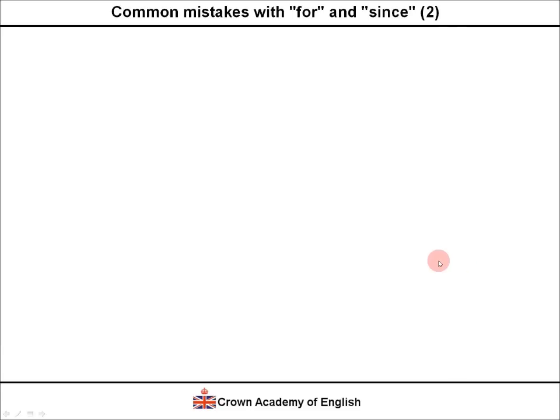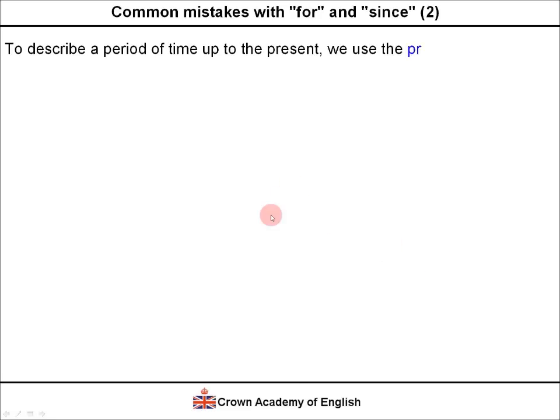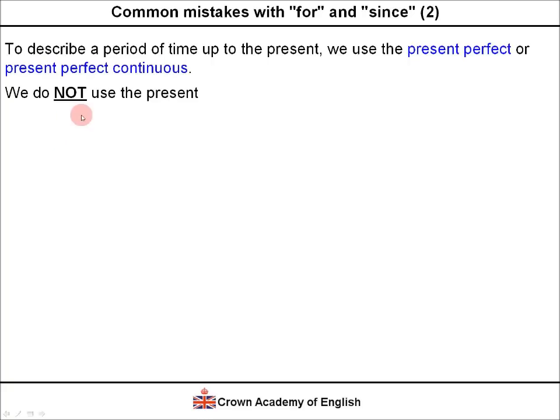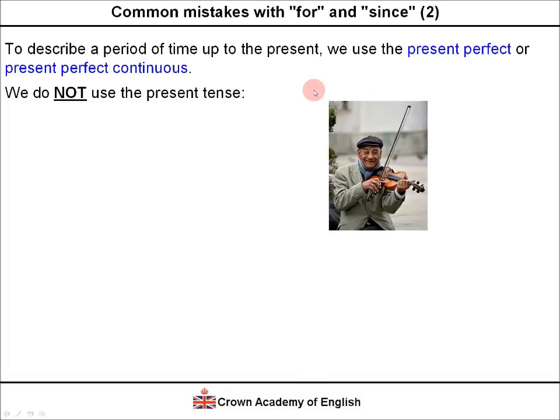And a second common mistake. Well, the rule is to describe a period of time up to the present, we use either the present perfect or the present perfect continuous. Okay? But we do not use the present tense. This is for the situation when we describe a period of time up until the present. We do not use the present tense.